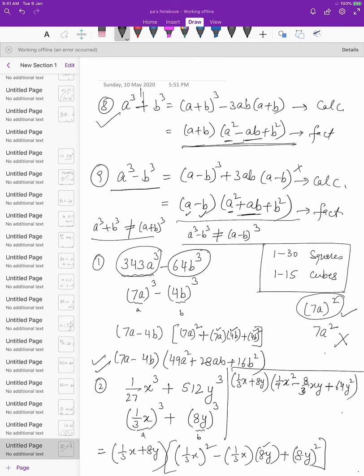Now I hope you all have understood how to factorize A cube plus B cube and A cube minus B cube. So for A cube plus B cube, I told you two identities, two forms. First one is A plus B whole cube minus 3AB into A plus B. Second one was A plus B into A square minus AB plus B square. I told you in the beginning itself, this one we have already used for factorization. The first one is for calculation purposes. Similarly for A cube minus B cube, this one is for calculation, this one is for factorization.